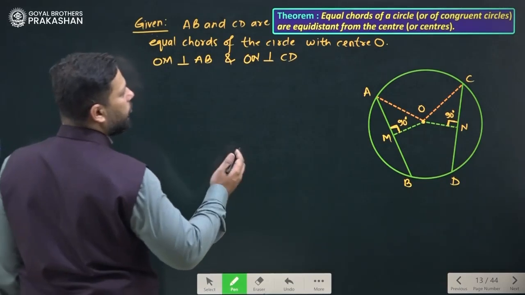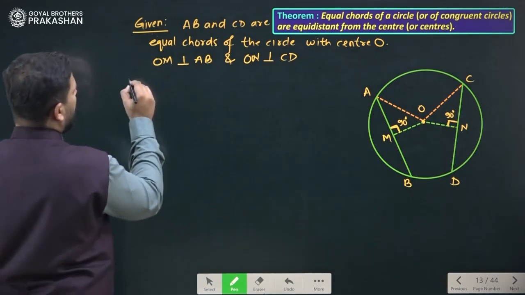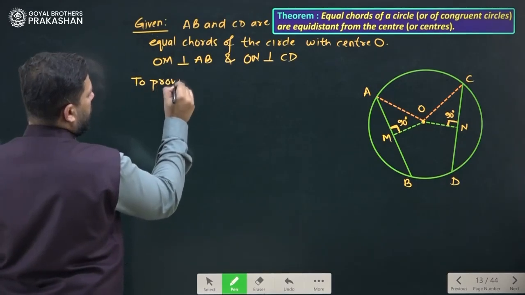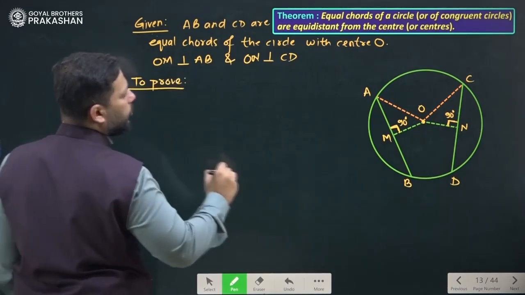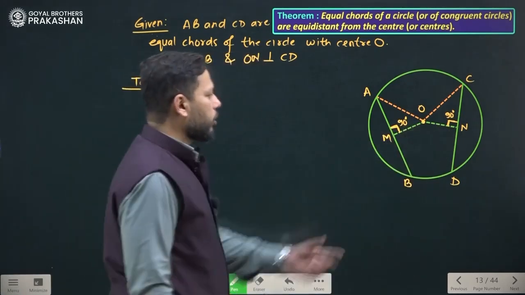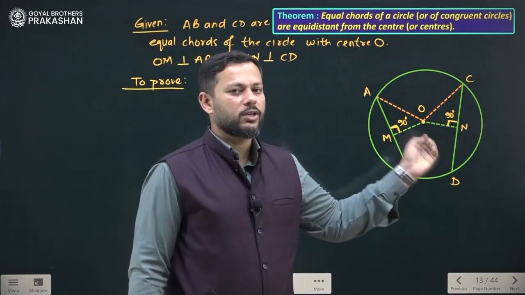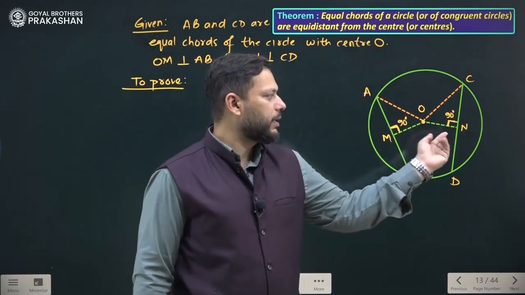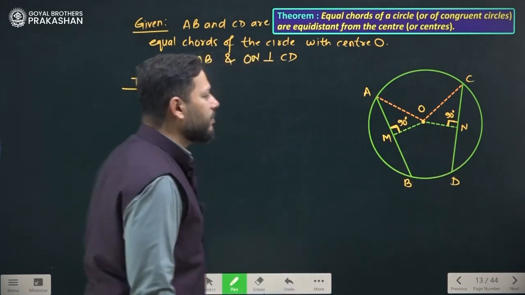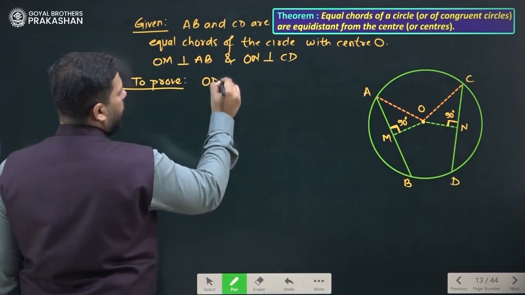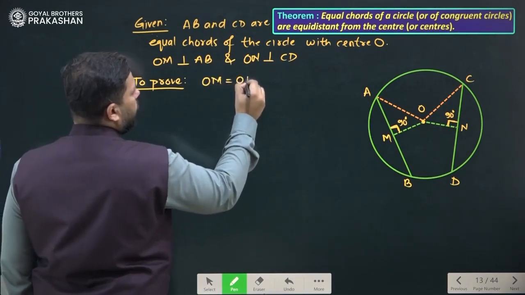What do we need to prove? Let us write. To prove, we need to prove that OM is equal to ON, because that is the distance from the center of these two chords. So if we prove that OM is equal to ON, then they will be deemed to be equidistant. So we will prove OM equals ON.